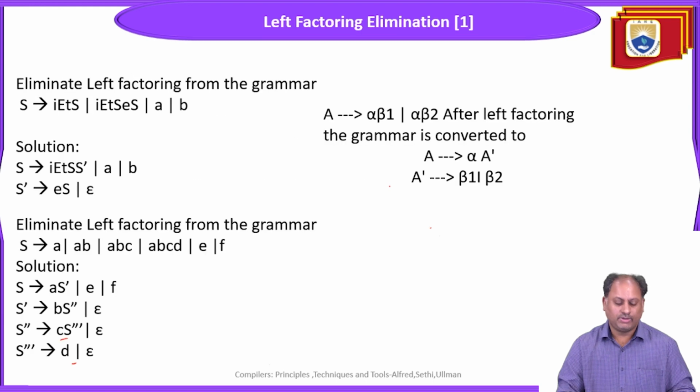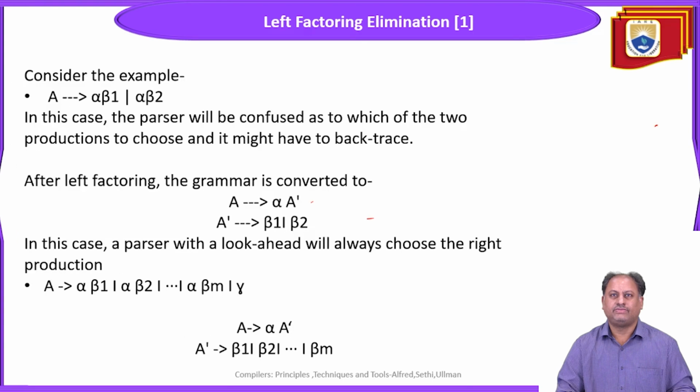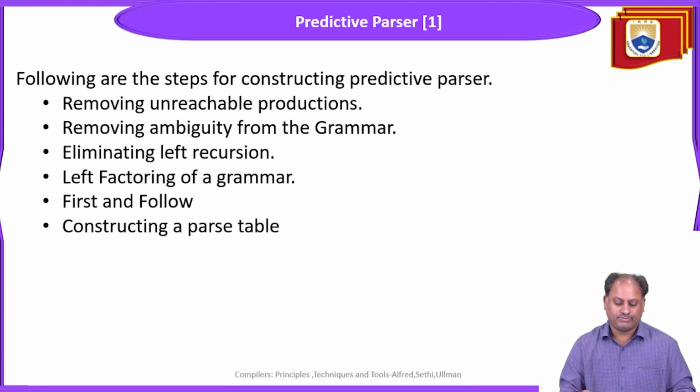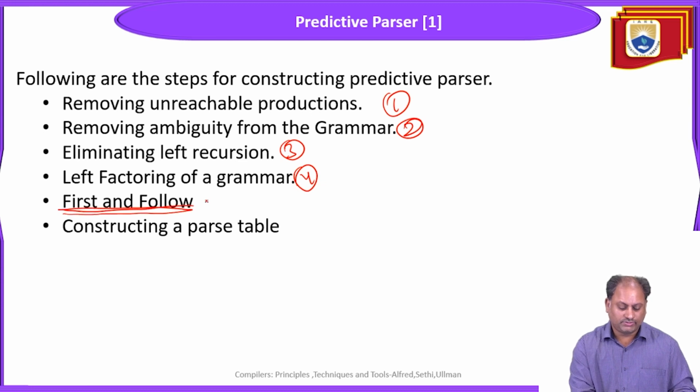And we come across the next point, out of the important points we have seen. First one, unreachability. Second one, ambiguity of the grammar is required. And third one, left recursion and immediate left recursion. Those two cases we have taken as examples. And then fourth, left factoring of the grammar. Just now we have seen with various examples how to eliminate left factoring. And the most important one is first and follow.